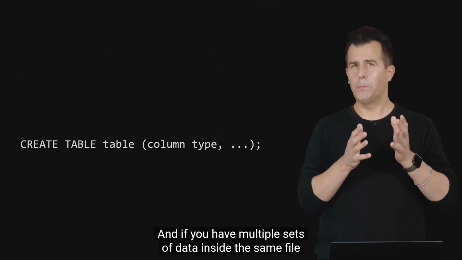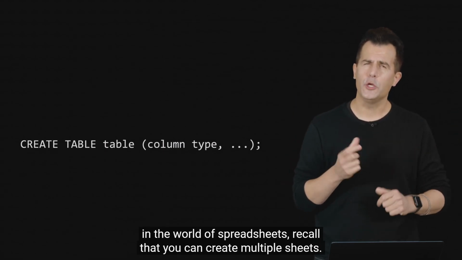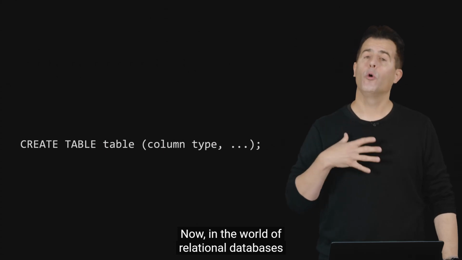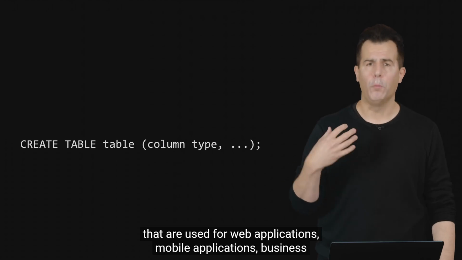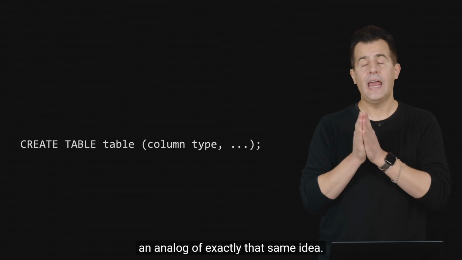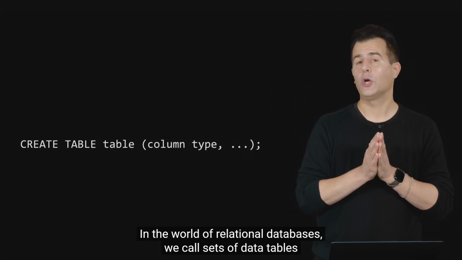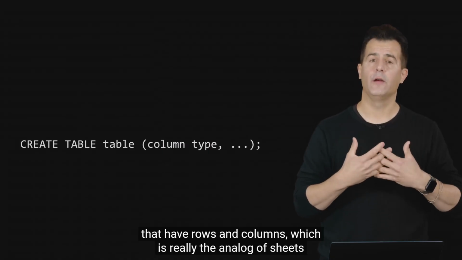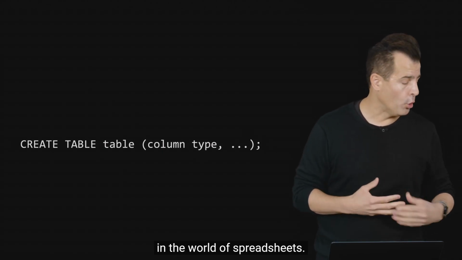And if you have multiple sets of data inside the same file in the world of spreadsheets, recall that you can create multiple sheets. Now, in the world of relational databases that are used for web applications, mobile applications, business applications more generally, you can have an analog of exactly that same idea. In the world of relational databases, we call sets of data tables that have rows and columns, which is really the analog of sheets in the world of spreadsheets.